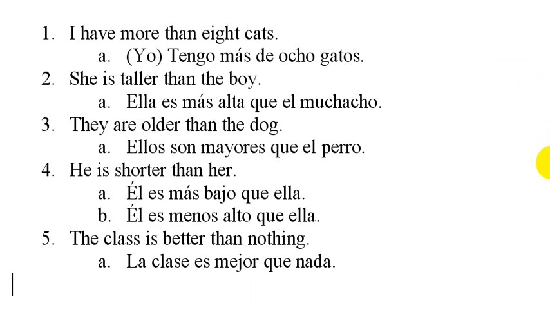Tengo más de 8 gatos. 2. Ella es más alta que el muchacho. 3. Ellos son mayores que el perro. 4. Él es más bajo que ella. O, él es menos alto que ella. Notice I put that in 2 different ways. I said literally on the first one, he is more short than she. And the second one is he is less tall than she. So you can kind of write that in 2 ways. Technically I could do that with number 2 as well. Y el número 5. La clase es mejor que nada. The class is better than nothing. So there's just a few examples for you.